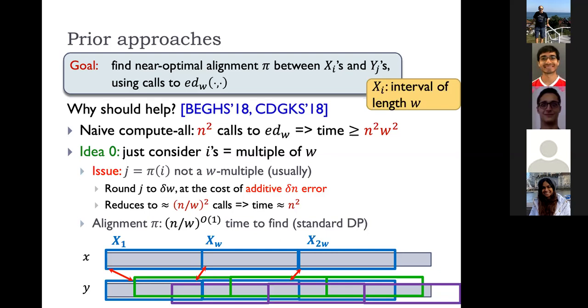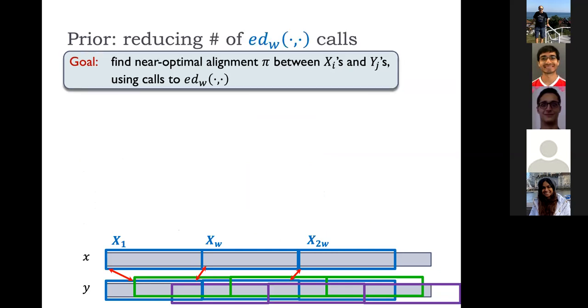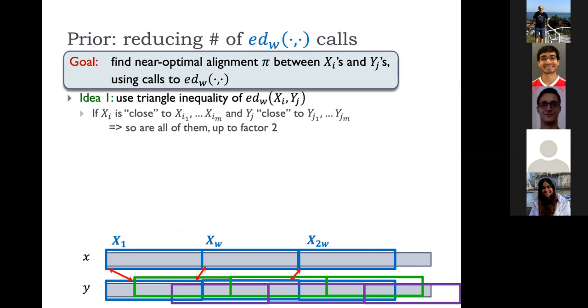Okay, so here come the ideas, and these are pretty much the ideas that led to the first constant approximation algorithms. Idea number one is to use the metric property of the edit distance. In particular, edit distance on strings of length W is a metric. It satisfies the triangle inequality, and this means that we can deduce values of edit distance on strings for which we don't directly run this oracle for shorter substrings.